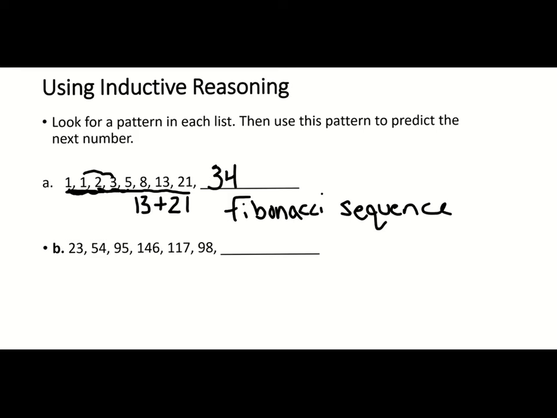Okay, now for B. This one's a little bit harder because if I look at just trying to do addition here, if I want to see the difference between 23 and 54, I'm just going to subtract. I'm going to take 54 minus 23, and I end up with 31. But if I take 54 and I add 31 to it, it gives me 85, which is not 95. And if I took 85, or even if I took 95 and added 31, it doesn't quite work.